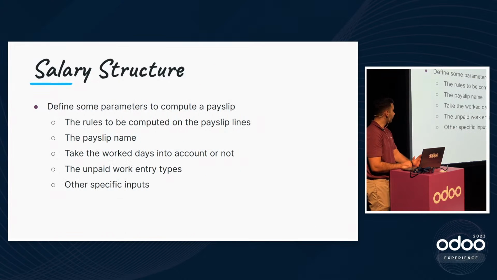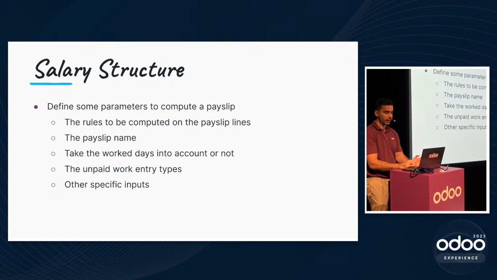Now, the second model of interest is the structure itself. A structure contains all the rules that could or should be computed to create the payslip lines and the name that will be given to the payslip. You can also decide to take the work days into account or not. For example, if you have a structure about your end of the year bonus, you don't care about work days of that month. This is a computation done over the whole year for that bonus.